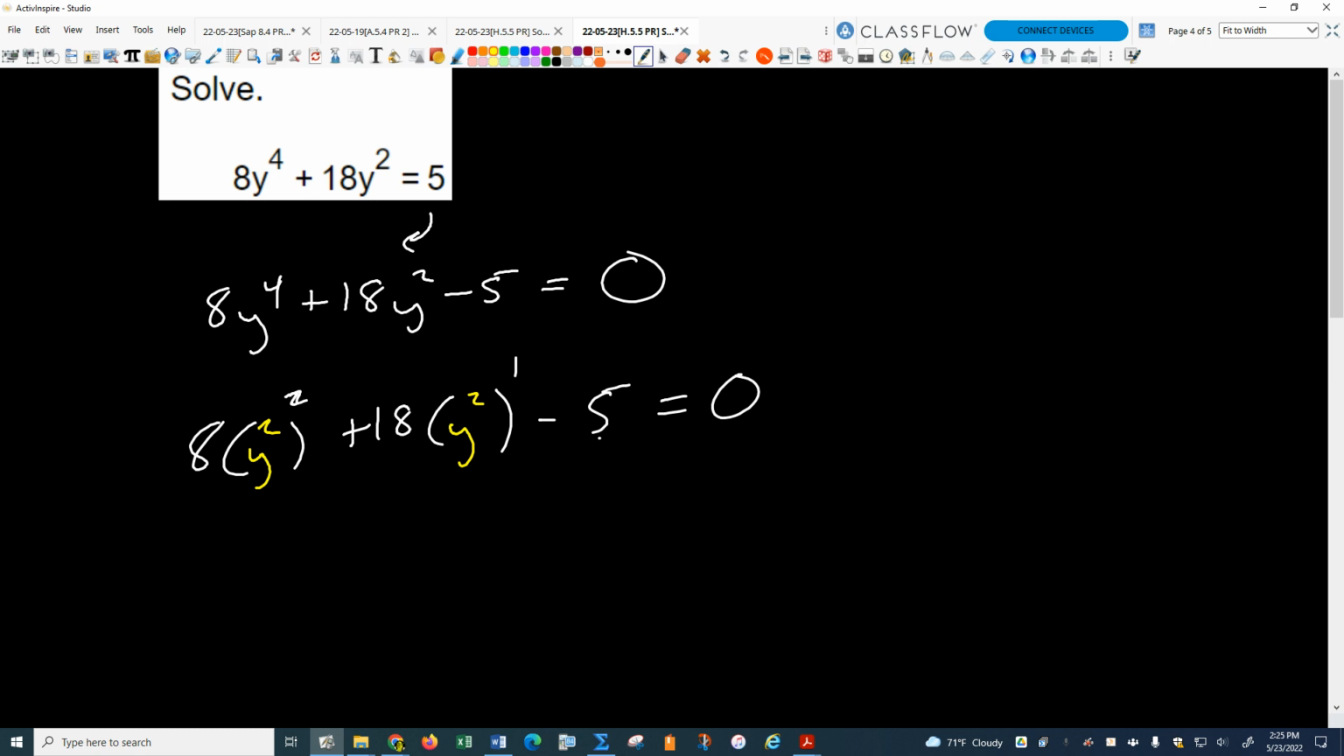There's really 2 ways we could do this. We could use the quadratic formula. That's fine. We could use, a is 8, b is 18, c is negative 5, and I could use the quadratic formula solving for y squared, or I actually could factor this. Are there magic numbers that multiply to AC and add to B? That multiply to negative 40 and add to 18? Are there?